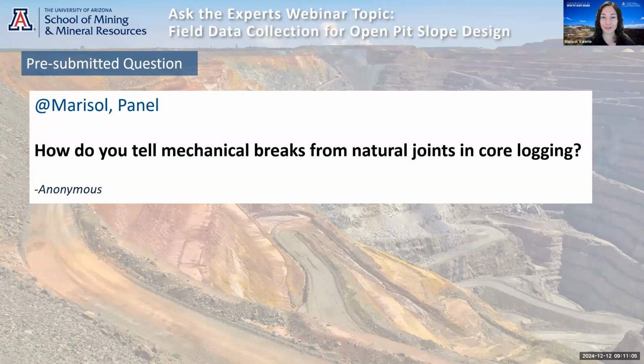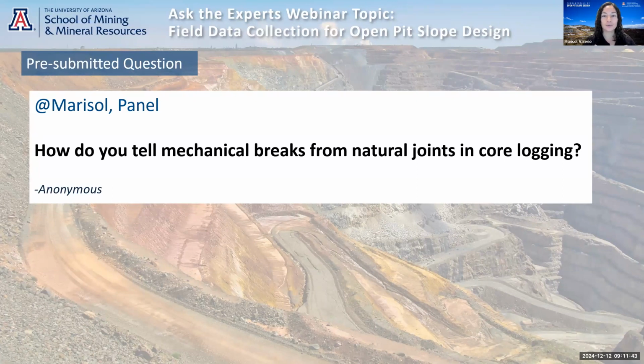This is a really good question, really important to be able to distinguish mechanical breaks from natural joints. It can be a little bit tricky, but there are some signs that you can look for that are fairly typical. Mechanical breaks will typically be characterized by clean surfaces that are fresh, free of alteration, usually irregular, rough, and just don't look like they've been around for a very long time. They look very fresh. Very often they're oriented close to 90 degrees to the core axis. So you can tell them apart from natural fractures that way.